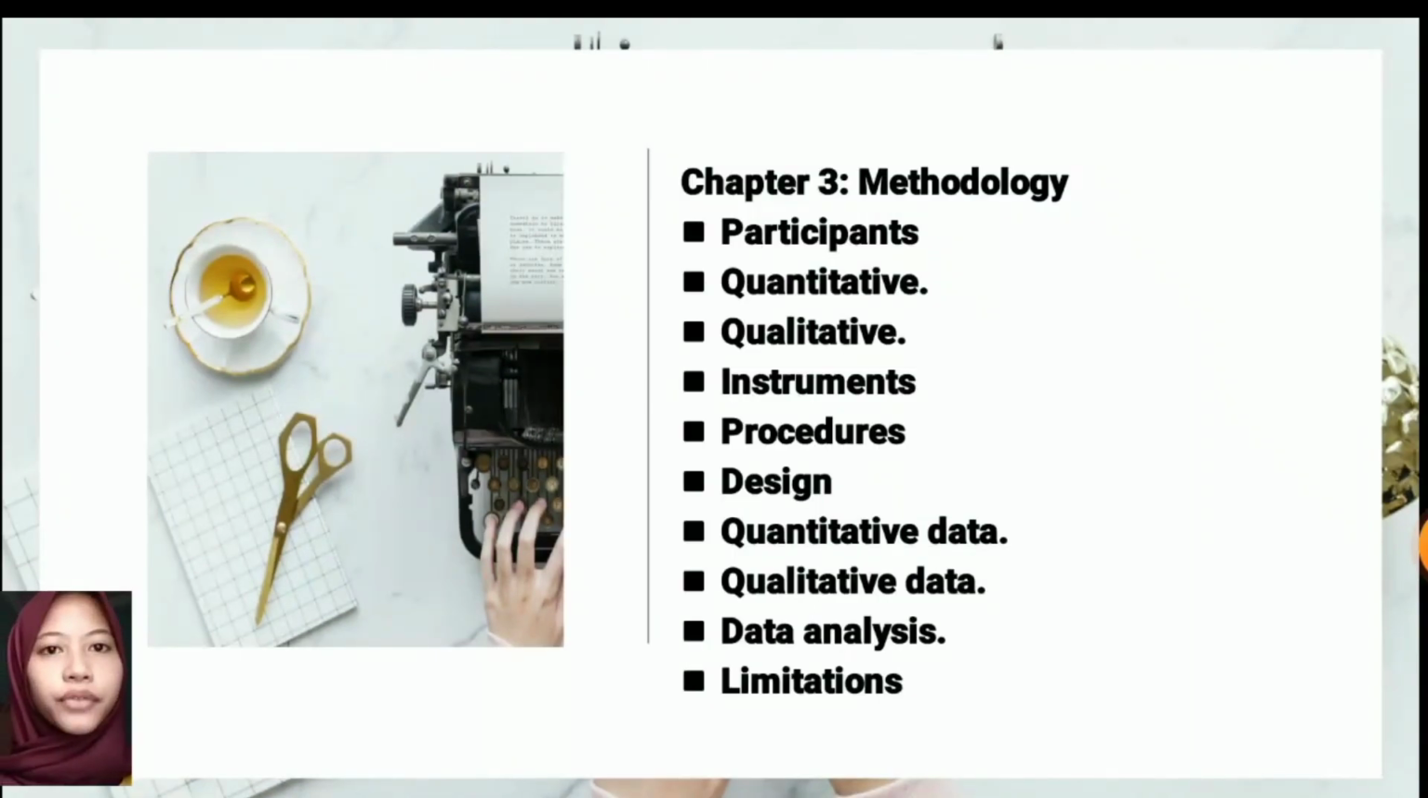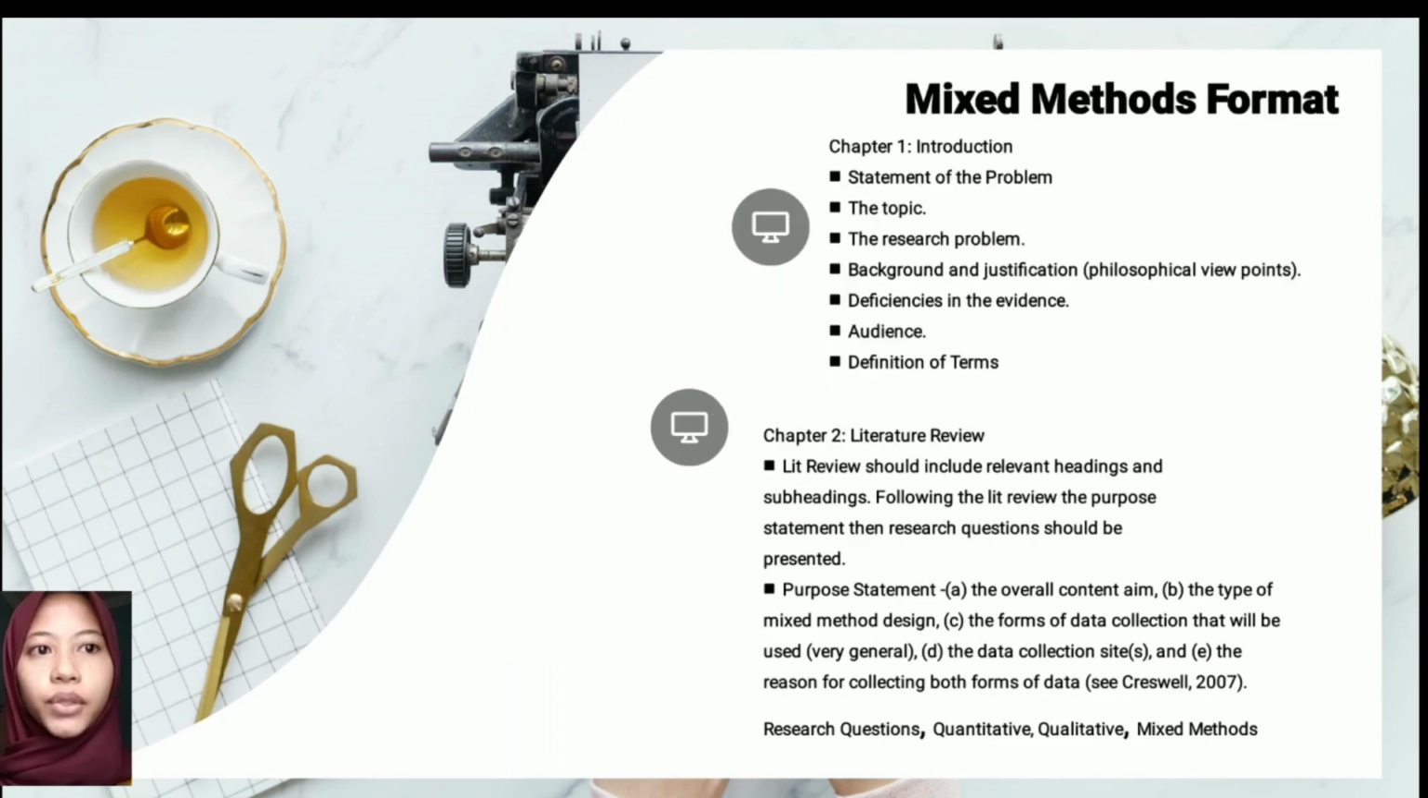In the paper Fostering Learning Strategies in Higher Education, it has this methodology, and also chapter 1 and chapter 2 relate to this format, so you can see it in the journal article.